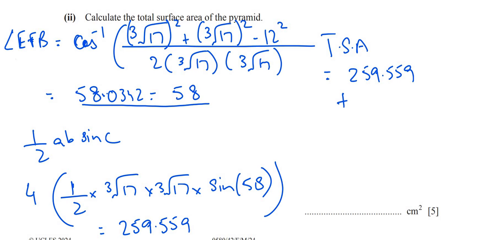So total surface area is actually 259.559 plus the area of the base, which is 144. So that's 403.599. So your answer is going to be 404. All right. Hope you guys understood this question.